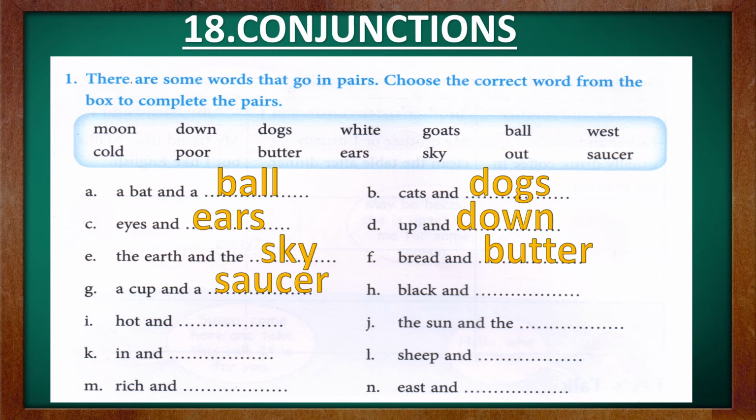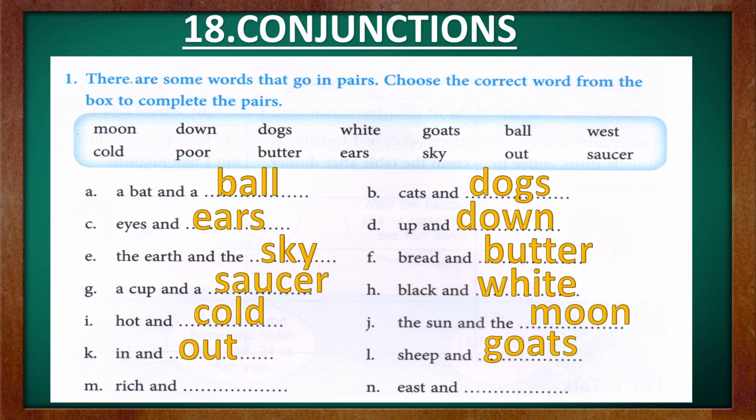H. Black and white. I. Hot and cold. J. The sun and the moon. K. In and out. L. Sheep and goats. M. Rich and poor. N. East and west.